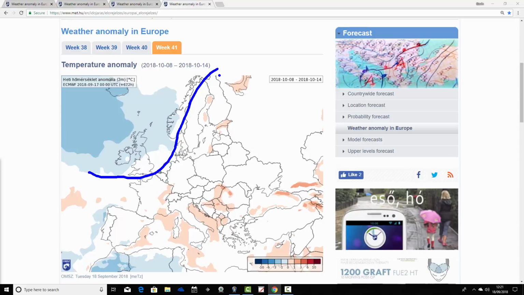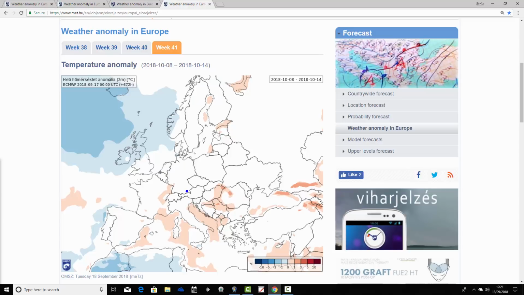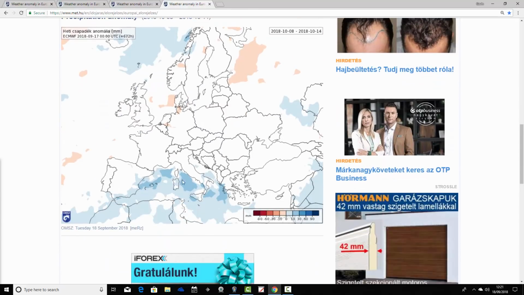Overall, this looks like a relatively cool sort of period coming up, really, over the next month. Most other parts of Europe, again, very close to average. Southeastern, southern Europe, maybe hinting at being a little bit warmer than average there.